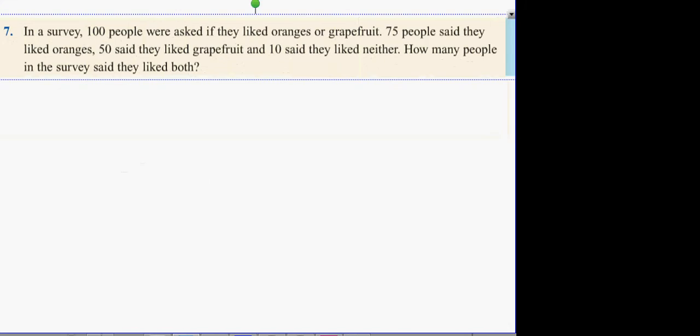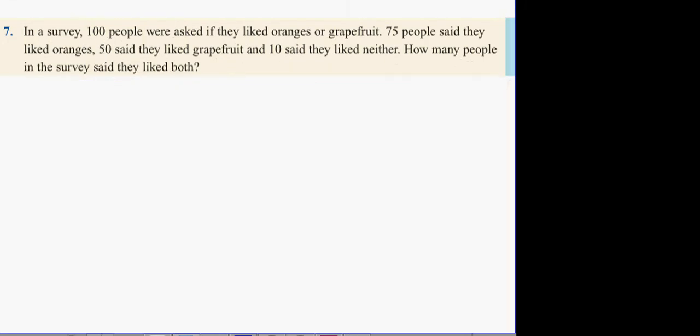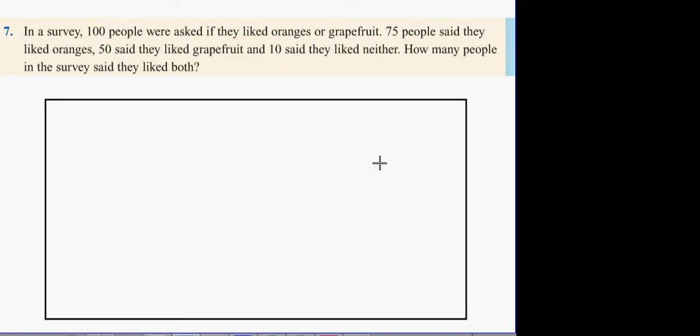Number 7. In a survey, 100 people were asked if they like oranges or grapefruits. 75 said they liked oranges, 50 said they liked grapefruits, and 10 said they liked neither. How many people in the survey said they liked both? Okay, Ryan, how would I go about doing this? What would I need to draw? Rectangle and oval. Oval, good man.